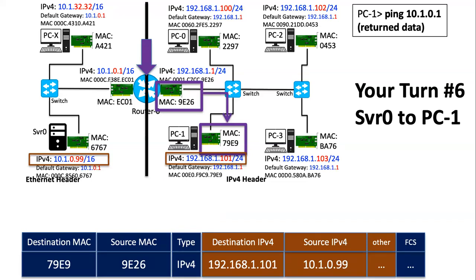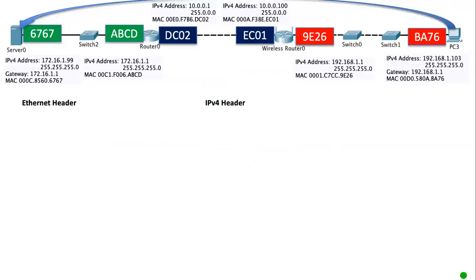All right, I hope this is making sense. We got a little bit more to go here. What if we have PC3 way over here, 2 routers along the way, and server 0? All right, let's take a look.